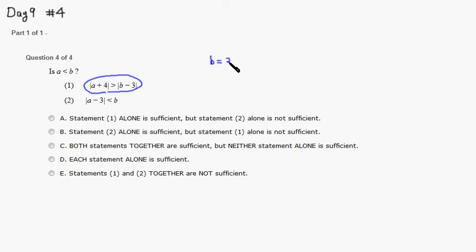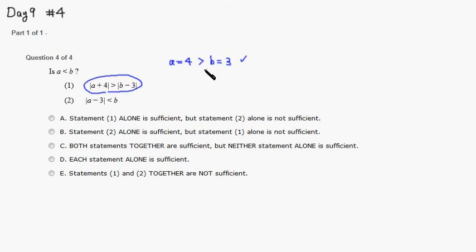So let's try b equal to 3, right? Then a could be pretty much anything. So let's see, I'm going to choose something bigger than 3. So would a equals 4 work? So a equals 4, right? So 4 plus 4 is 8, which is definitely greater than the absolute value of 3 minus 3, which is 0. So this works out.